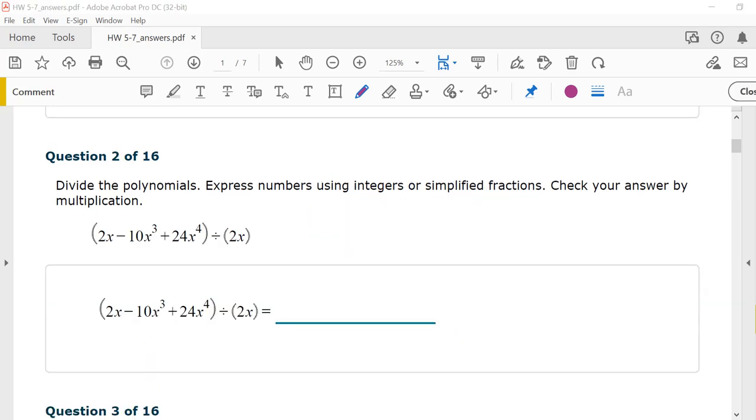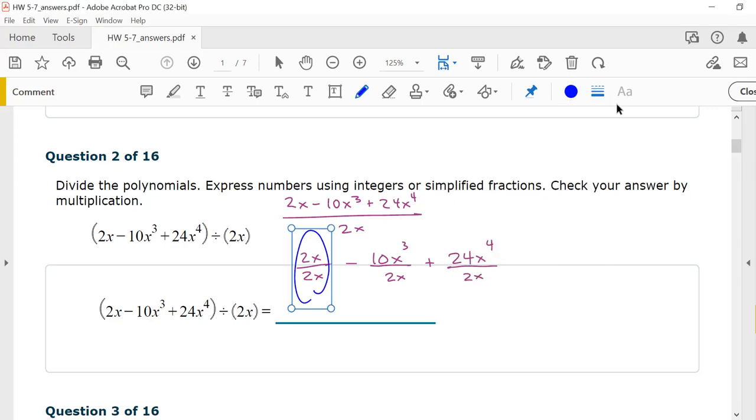Question 2, same thing, divide the polynomials. I'm going to write 2x minus 10x cubed plus 24x to the fourth divided by 2x. So I'm going to divide each term by 2x. This is only a monomial down at the bottom. So 2x over 2x minus 10x cubed over 2x plus 24x to the fourth over 2x.